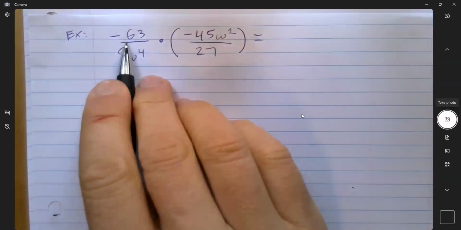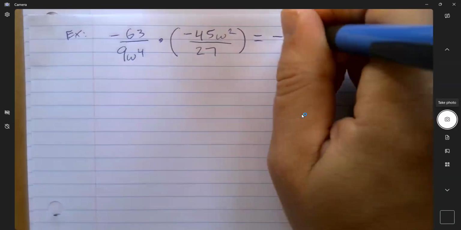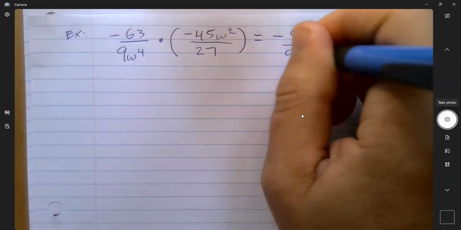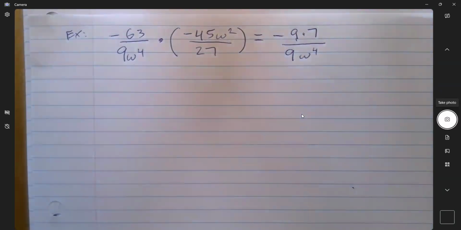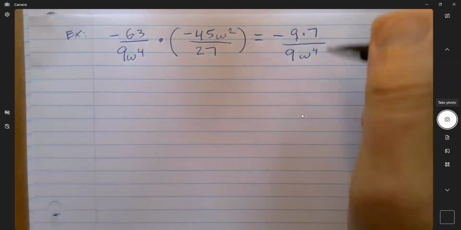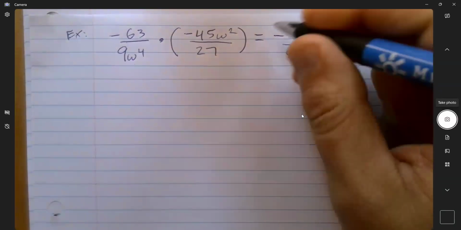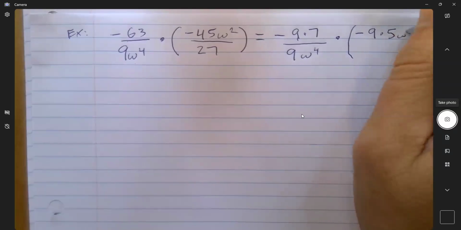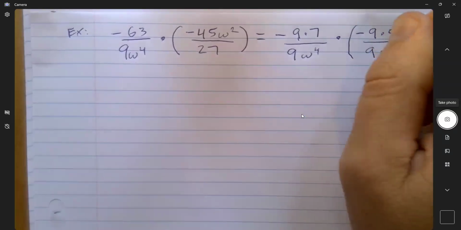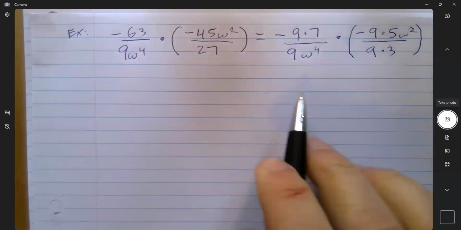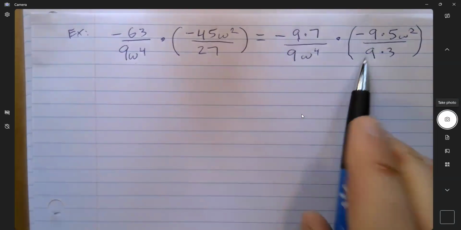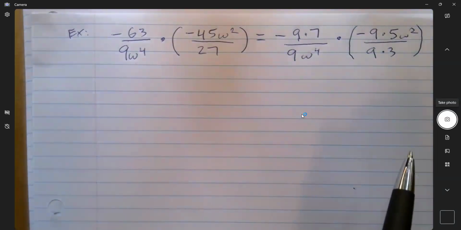So let me start with 63, which is 9 times 7. I'm not going to go all the way down to the primes because I have a 9 in the bottom already. And similarly, negative 45 is going to be negative 9 times 5. And 27 is 9 times 3. All right, so this is an example where I decided not to go all the way down to the primes, but to look for common factors in the top and the bottom.